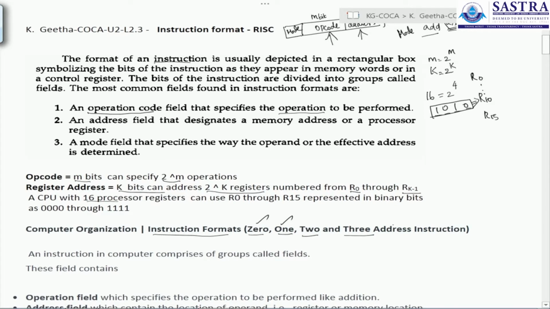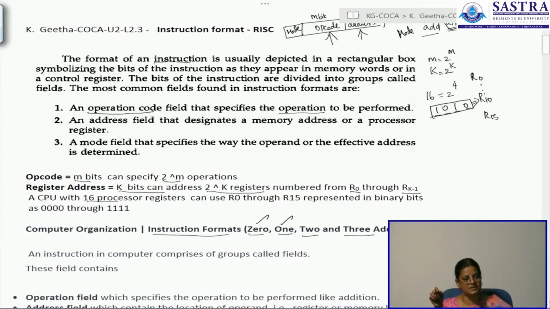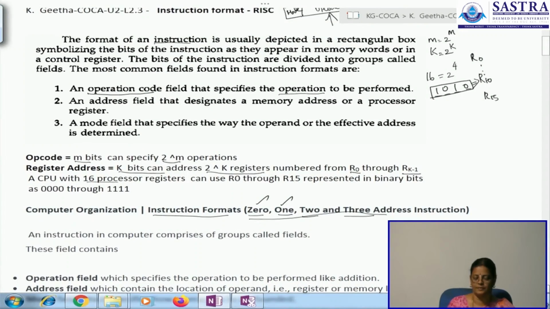So where the data is available, if it is there in the stack, there is no need to specify an address, and it comes in the first category. If the data is there in the memory or in a register and one data is there in the accumulator, then it is enough that I specify the address of the operand which is there in the memory or in the register, so it will come under 1 address. In 2 address I will be specifying the 2 sources, and in 3 address I will be specifying the 2 sources and the 1 destination. Based on this category, under which we specify the operands in the instruction, we will classify the following types. We will see each of these types one by one with an example.